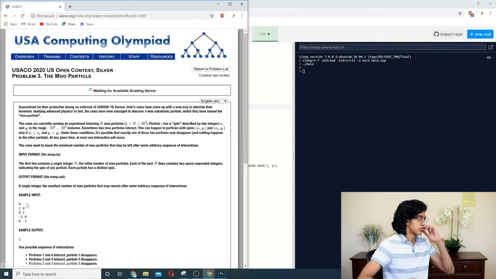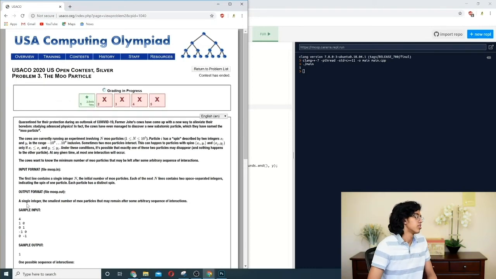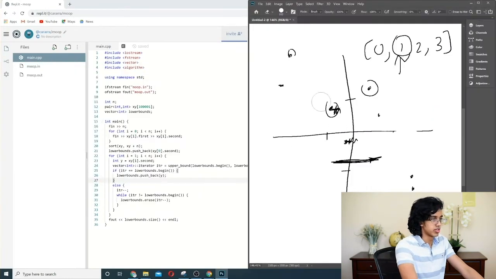Alright, moment of truth. It's probably not gonna work, but it at least gets the first test case. Okay, that's all that matters. Yep. God dang it, what? Okay, let's test it if we do it on this kind of thing.